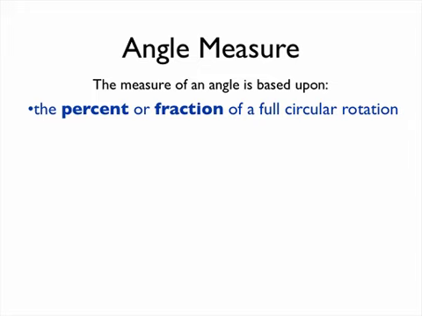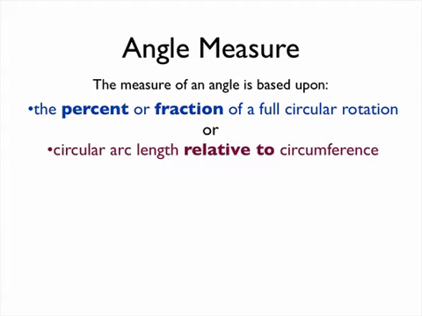So the measurement of an angle is based on, there are two ways to think about it: percent or fraction of a full rotation. What fraction did we do? We did 1/9, right? So that angle was based on 1/9 of all the way around. And we used the arc length. So we could say the circular arc length relative to the whole circle, the circumference of the circle that you're using.